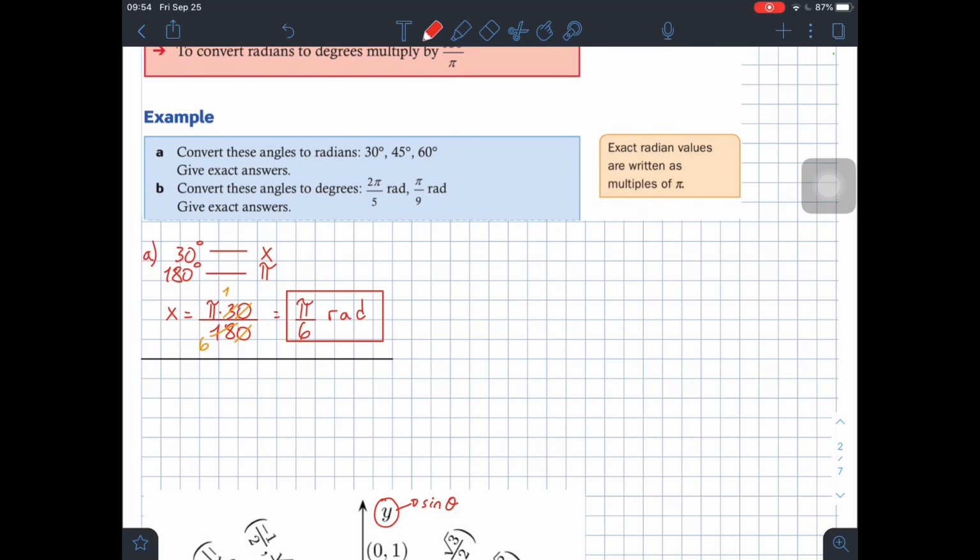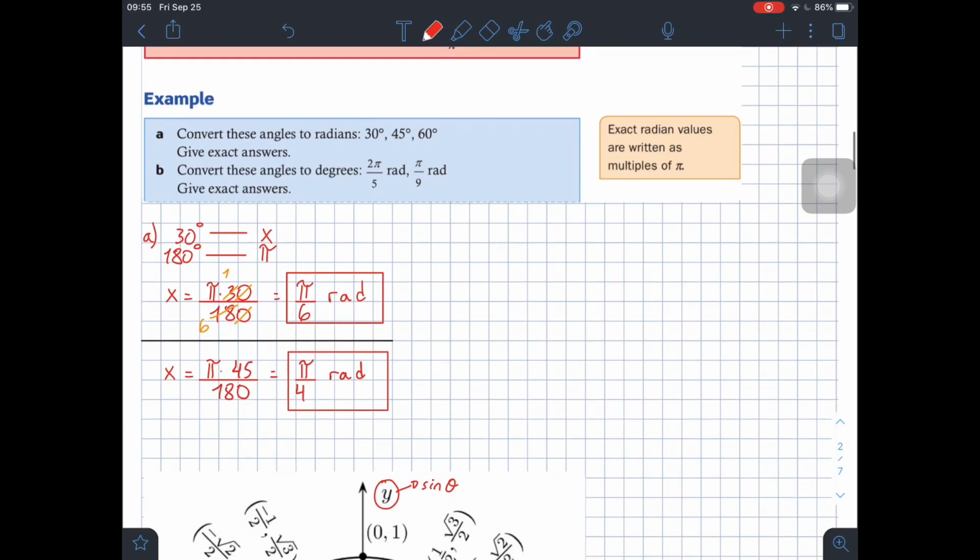If we write the expression directly, we're going to say that x is equal to pi times 45 degrees divided by 180. If we simplify terms, 45 divided by 180, I think that's 1/4. 180 divided by 45, yes. So this is pi over 4 radians. This would be the answer for 45 degrees.